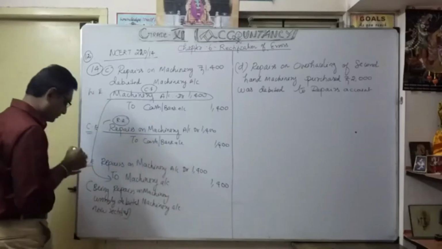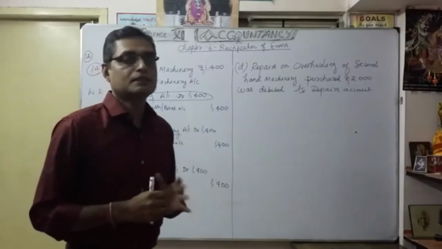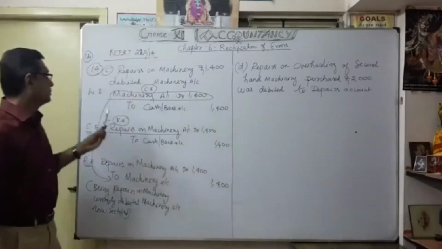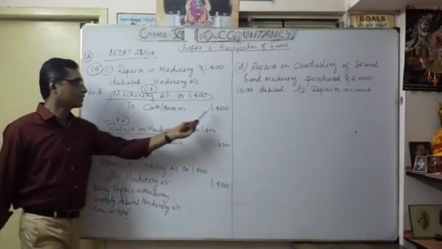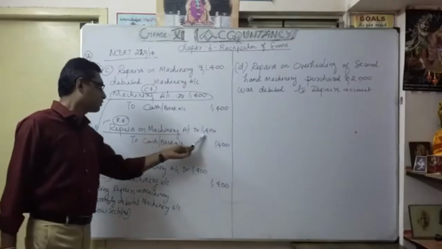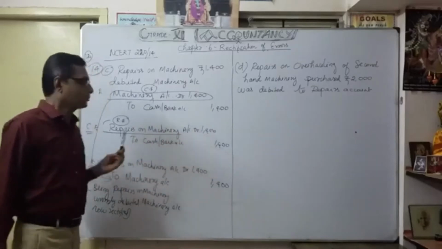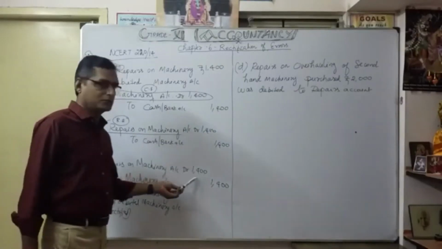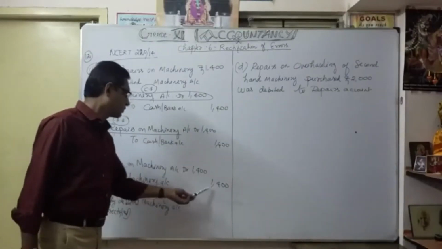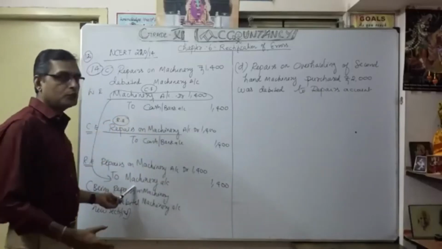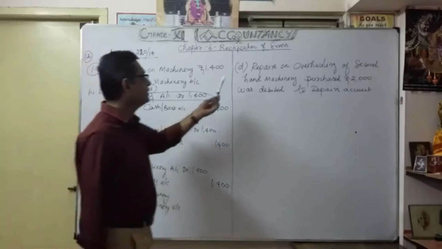Understood? That is the importance of this error. This type of error comes under error of principle. So the wrong entry is machinery account debit to cash at bank account 1,400. The correct entry is repairs on machinery account debit to cash at bank account 1,400. So what is the rectification entry? Repairs on machinery account 1,400 to machinery account 1,400, because it was earlier wrongly debited, now rectified by giving credit. Now move on to the fourth one.